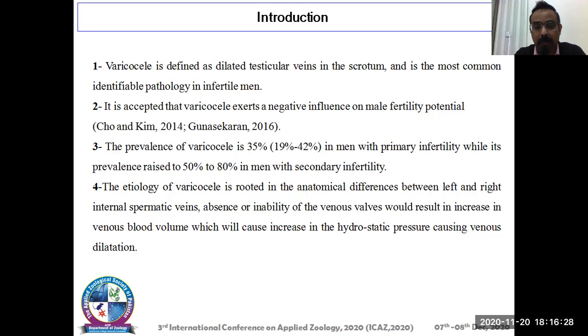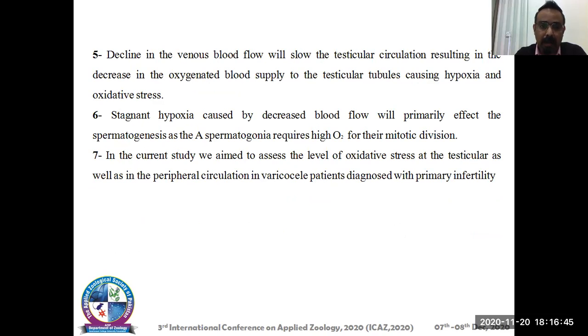Absence or inability of the venous walls would result in an increase in venous blood supply, which will cause an increase in the hydrostatic pressure, causing the venous dilatation. This decline in the venous blood flow will slow the testicular circulation, resulting in a decrease in the oxygenated blood supply to the testicular tubules, which ultimately causes hypoxia, and this hypoxia would result in oxidative stress.